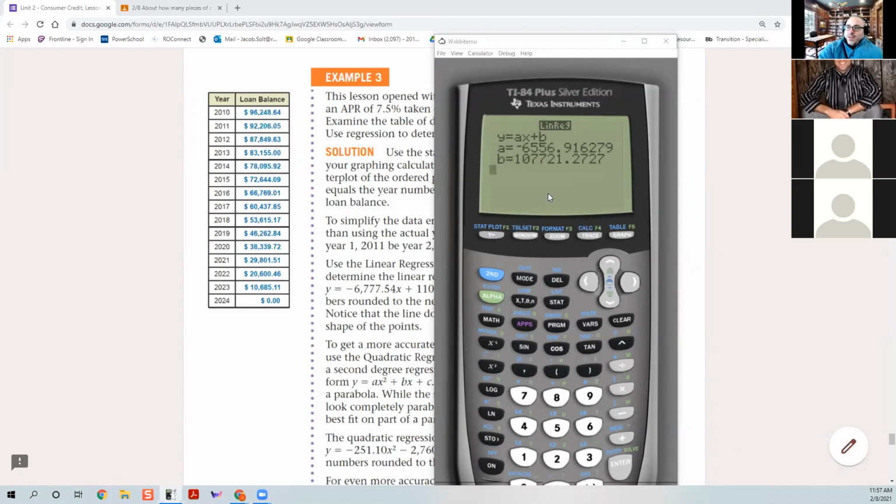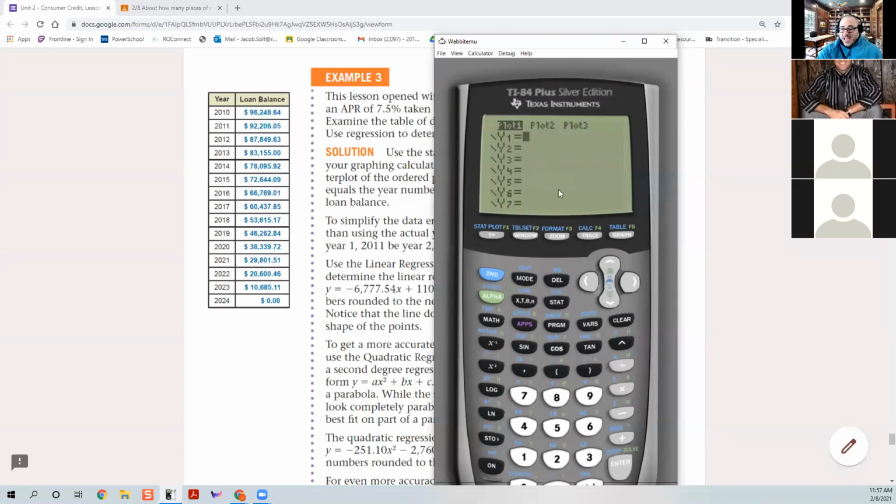We use what A equals and what B equals. Once I see that, because I am not good at remembering numbers, they will fall right out of my brain the moment I move to the next screen. All right, he's got A in there. B is 107,721. All right, we got it. Now I can go to Y equals.